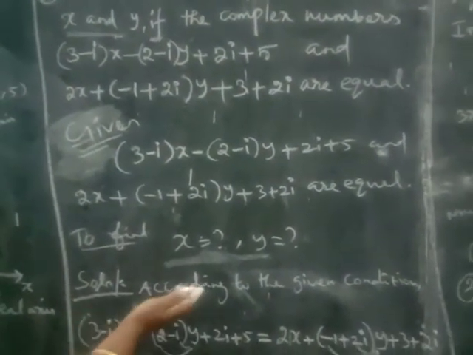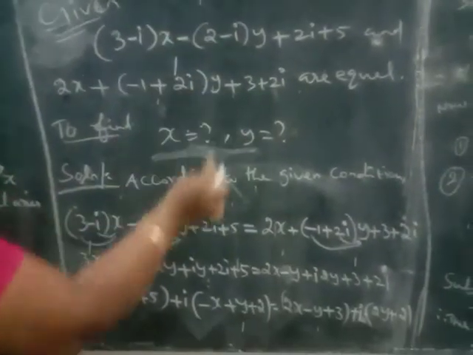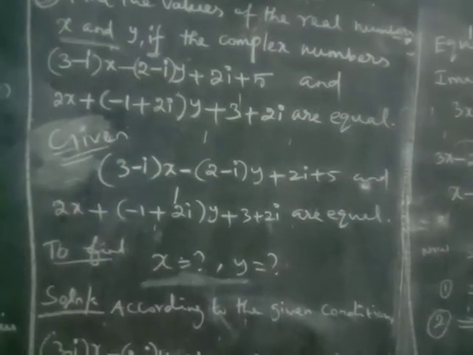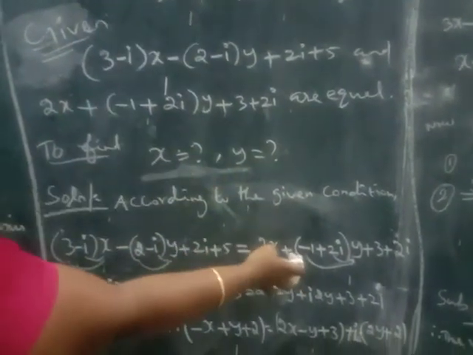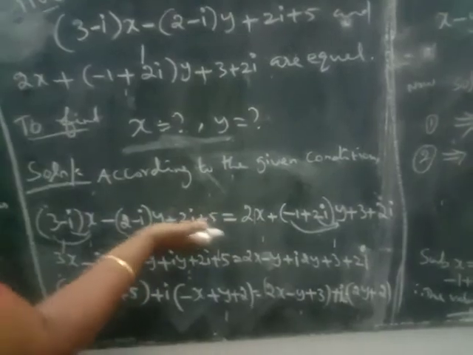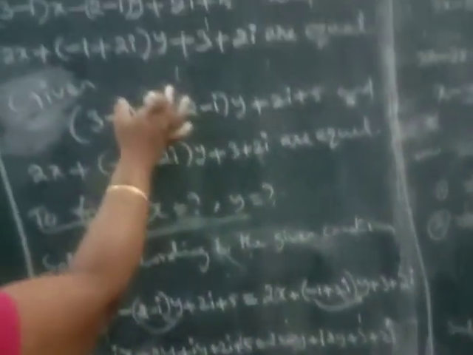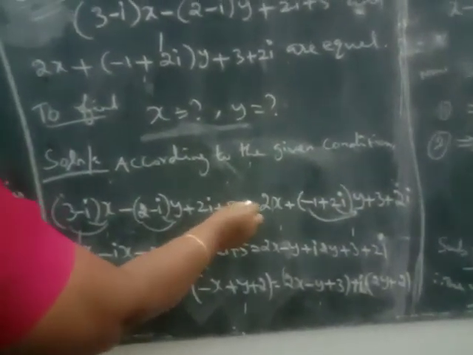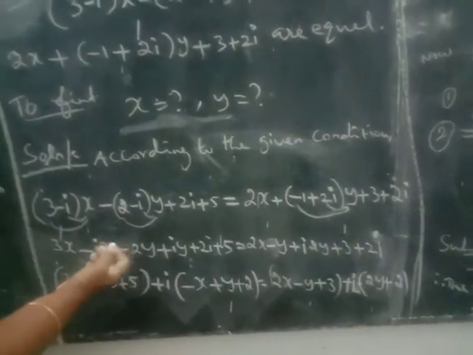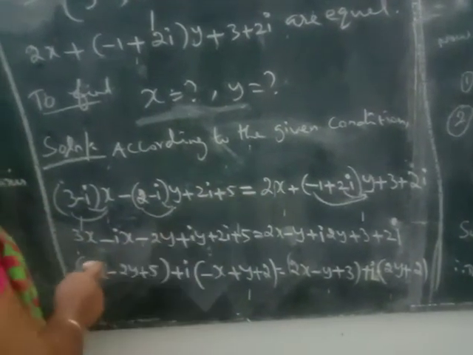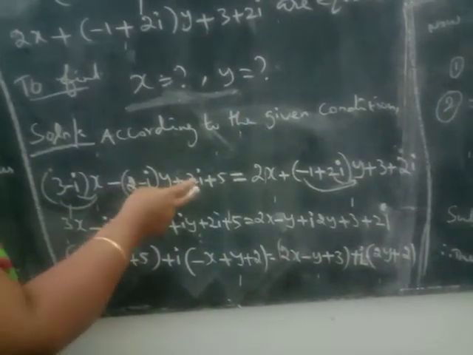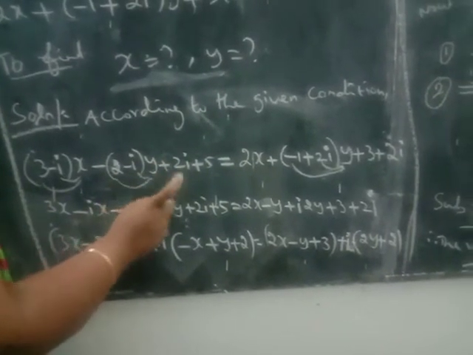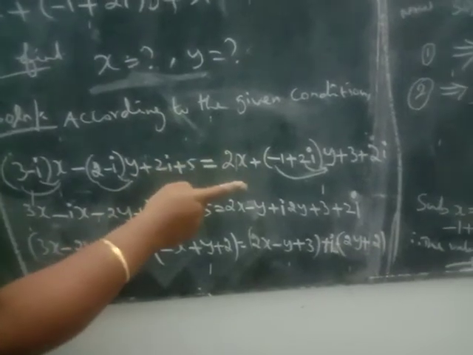Okay. Solution. According to the given condition, these two complex numbers are equal. Therefore, we are equating this complex number to the second complex number. Okay. Why are we equating this? Because they have given that two complex numbers are equal. Now, just recall the previous class concept. What is that? If two complex numbers are equal, then automatically corresponding real parts and imaginary parts are equal.